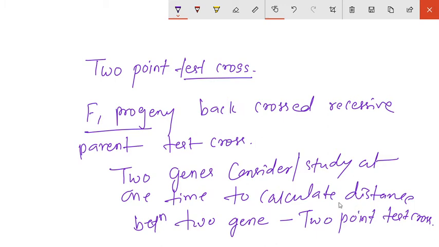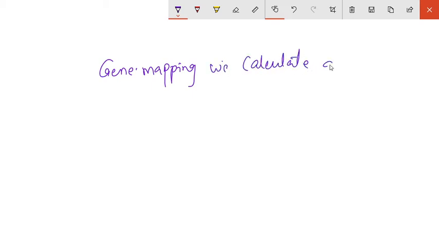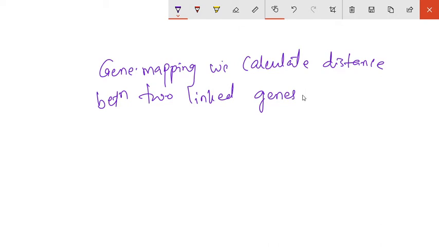Okay. So by gene mapping we can calculate the distance between two linked genes. Okay, we can calculate the distance between two linked genes. Okay, so here we are going to discuss one example. Okay, one example of 2-point test cross.